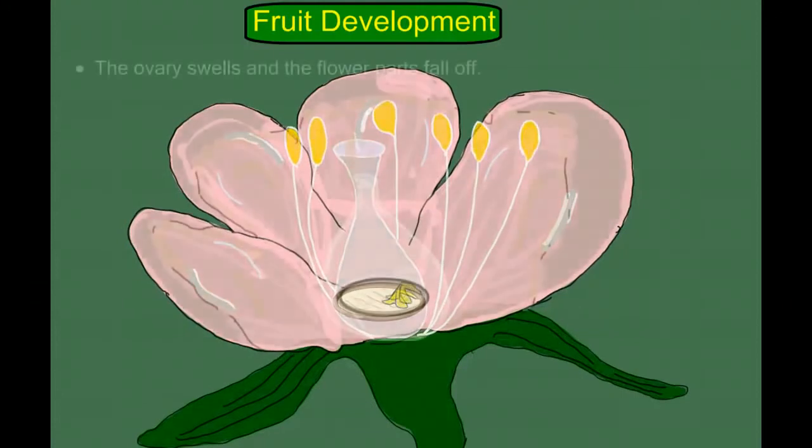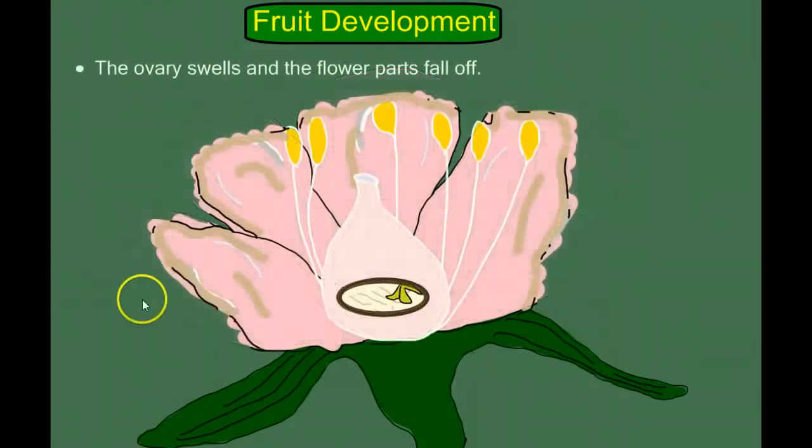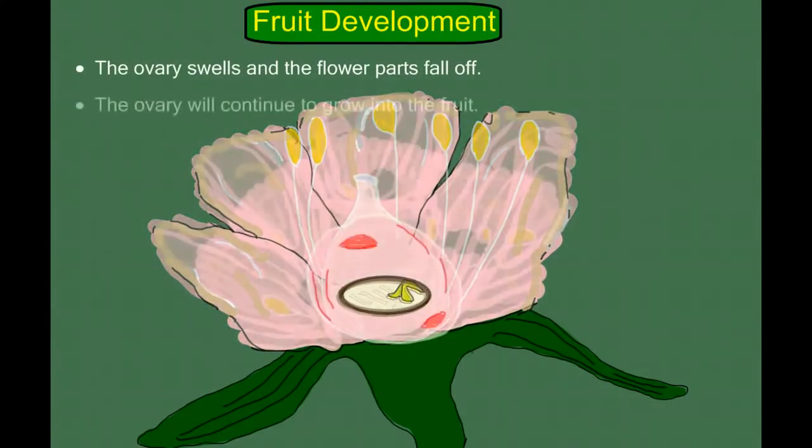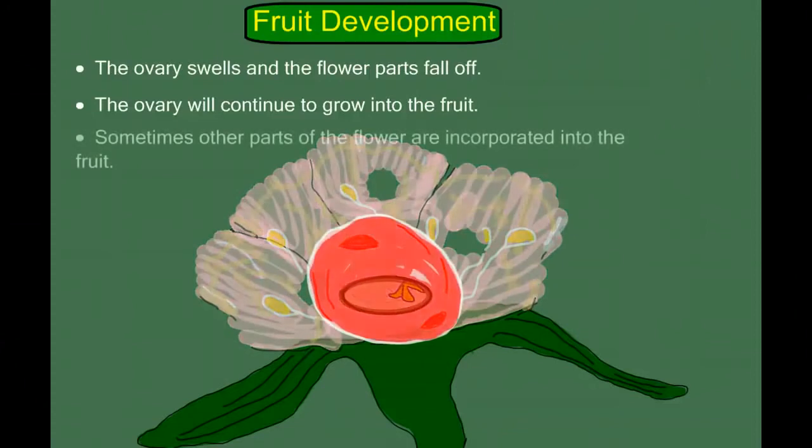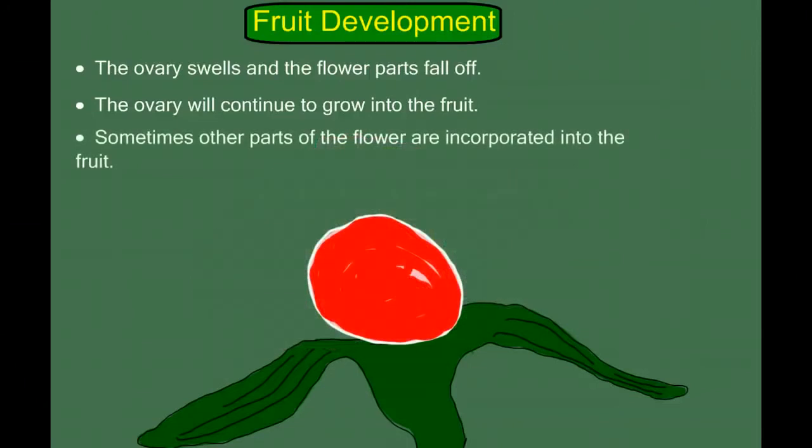Well, the ovary of the flower is going to start to swell, and the petals of the flower start to break down and start to fall away. The ovary continues to grow. The ovary becomes the fruit. Ovules are inside of ovaries, seeds are inside of fruit. If the ovule becomes a seed, the ovary becomes the fruit. Sometimes some of the other parts of the flower are incorporated into the fruit, but there we have it. The fruit is the mature ovary.